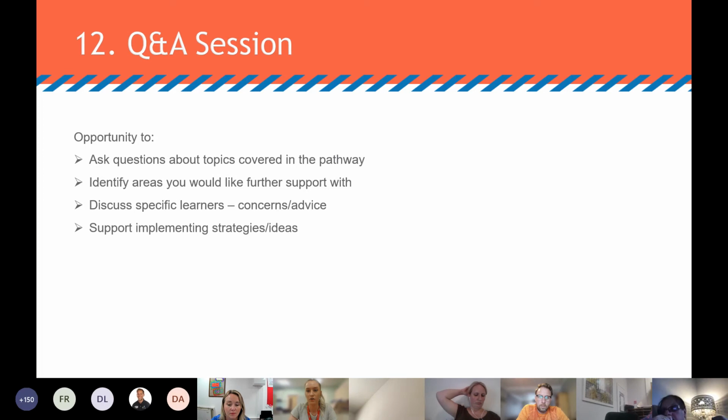If there's a specific learner in your class that you'd like a bit of extra support with, we can use it as a session to discuss your concerns and advise you on the next best steps, and support implementing any strategies and ideas that we've discussed in the eleven sessions. We could also use this session to support with creating resources and how you can adapt these, because obviously here we've got mainstream and SEN learners, primary age and secondary age. So just how we can differentiate and adapt these resources to be useful for everyone.